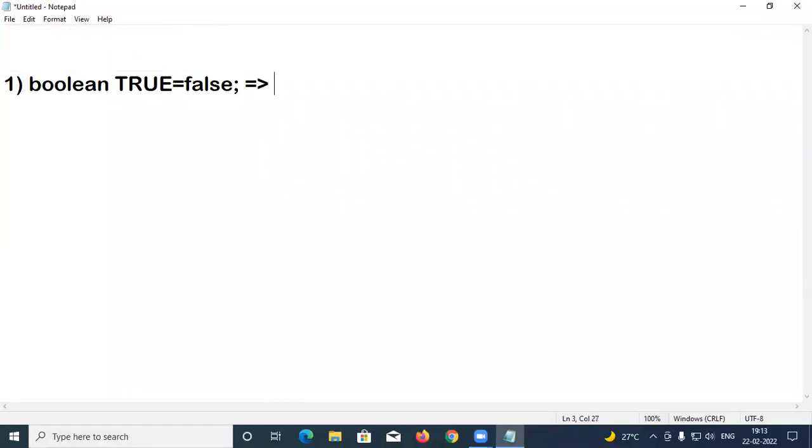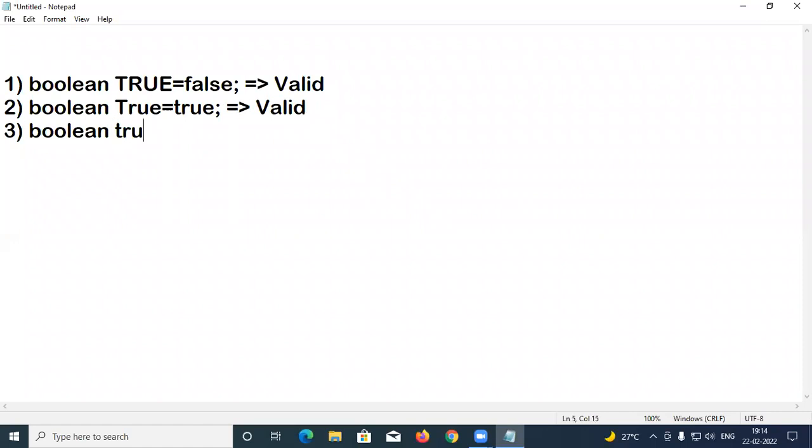It is valid. Okay. Suppose boolean true equal to true. Is it valid or not valid? Valid. Okay. Suppose boolean true equal to false. Why is it not valid? This true is a reserved word. We should not use it as an identifier. So it is invalid. Okay.